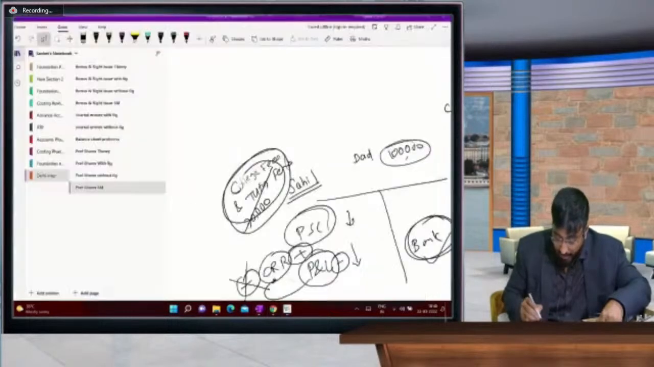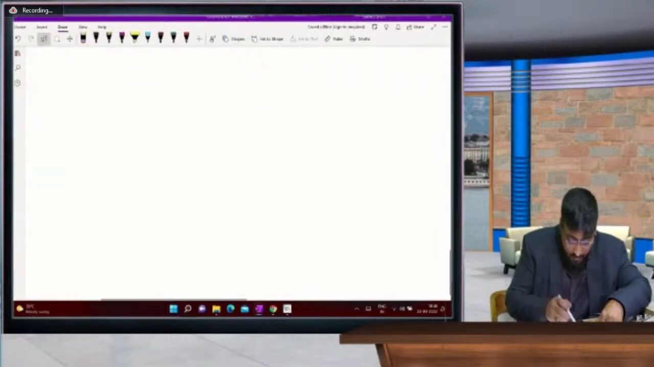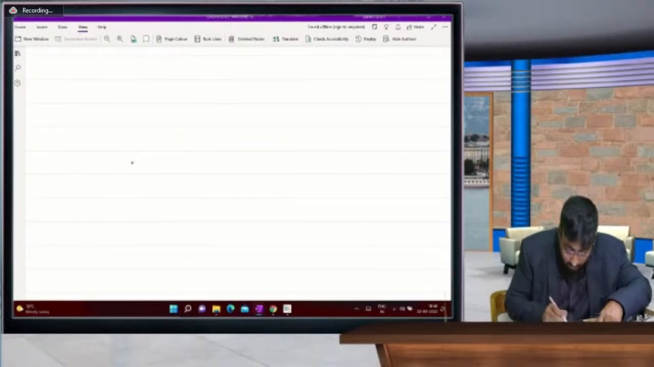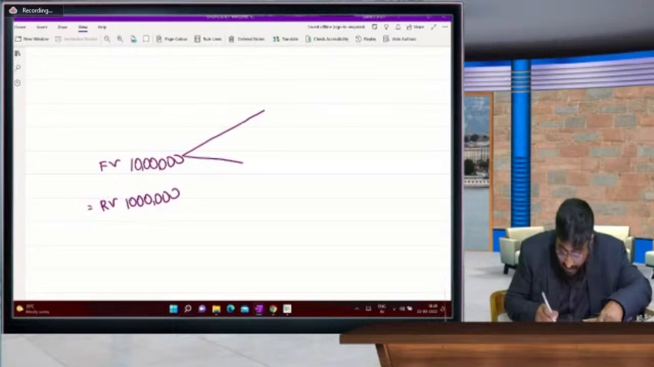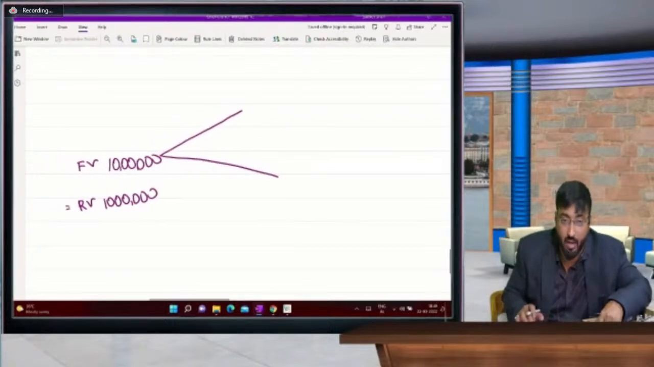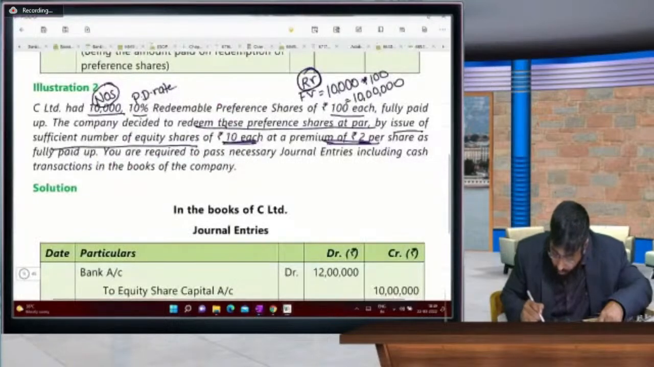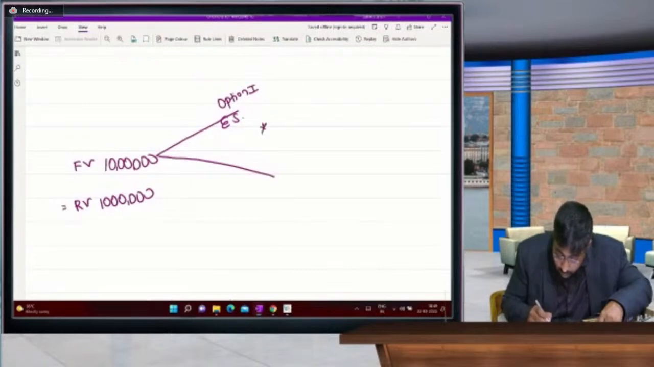Let's make the diagram. We will draw a picture. What is redeemable value? Face value. And in this question face value is equal to redeemable value. We always consider face value for capital structure. What is option number 1? Equity shares issued. How many shares did you issue? ₹12. Wait. So 12 rupees.